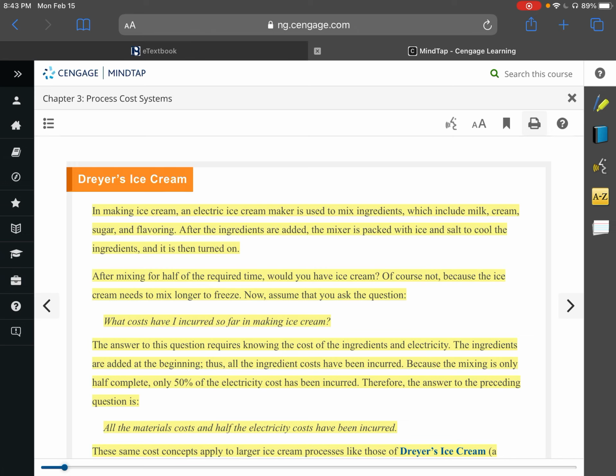So in making ice cream, think about making ice cream, okay? If you make it at home, you need certain ingredients. If you make it in a factory, you need certain ingredients. So in making ice cream, an electric ice cream maker is used to mix ingredients. So the ingredients are sugar, milk, cream, and then whatever flavoring that you want to flavor it with. All right, so once you have those ingredients mixed, then you actually have to freeze the ice cream. And to do that, you have to pack the mixer with salt and ice.